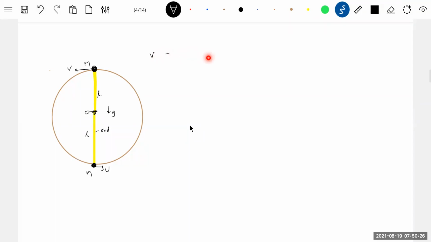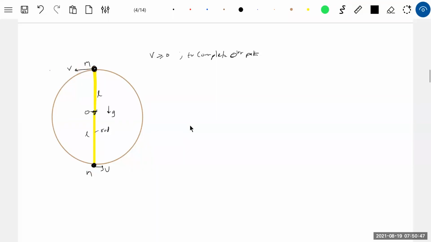Okay, I'll do one thing. V must be greater than or equal to 0 to complete the circular path. Then where is the critical point? There is no necessity of any critical point. Just at the highest point, the bob should have non-zero velocity.